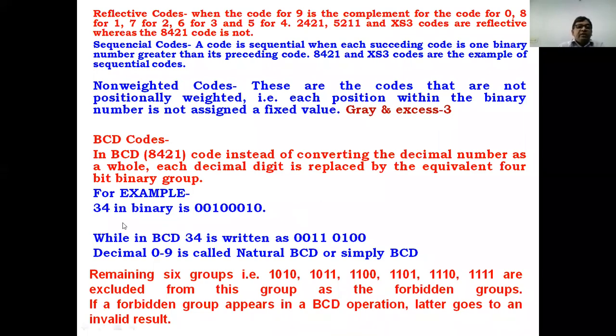As you know, in binary we have to do this conversion by dividing by 2, and that is a very lengthy procedure. But here in BCD, 3 will be converted into binary and then 4 will be converted into binary, and this will represent the BCD conversion. So decimal 0 to 9 is called natural BCD or simply BCD. Why decimal 0 to 9 only?